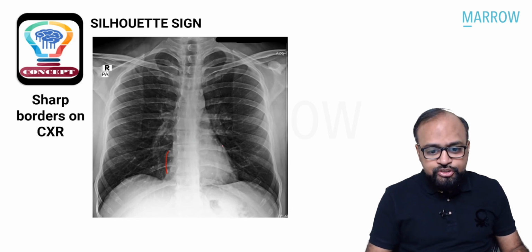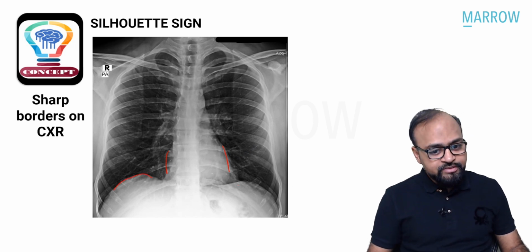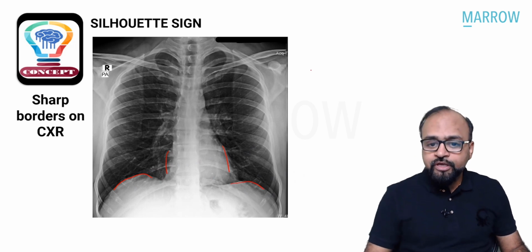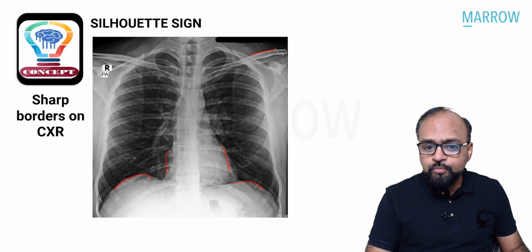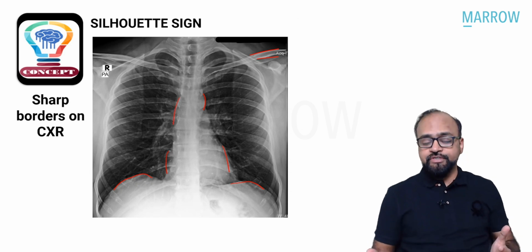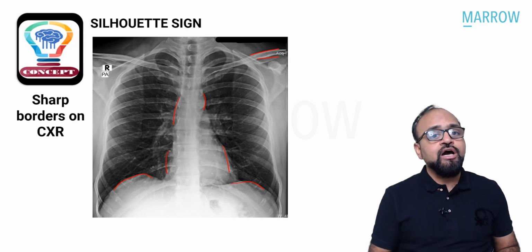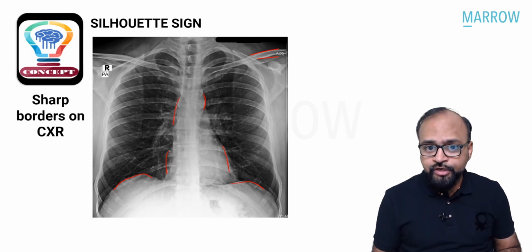Yes. Can you see a sharp left heart border? Yes. Can you see a sharp right dome of diaphragm or hemidiaphragm? Yes. Can you see a sharp left dome of diaphragm or hemidiaphragm? Yes. Can you see a sharp margin of these bones as well? Yes. Can you see a sharp margin of the aortic knuckle or the right upper mediastinal border? Yes. Now the question is, why do you see these sharp borders or margins on any radiograph?